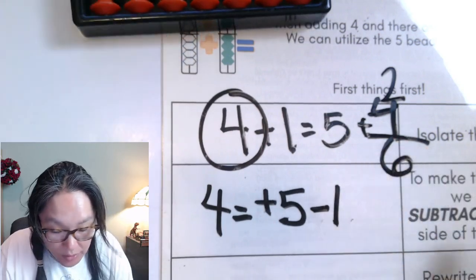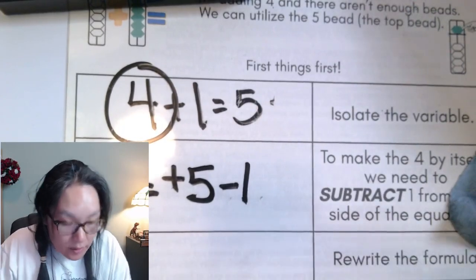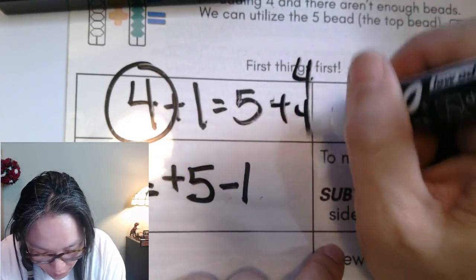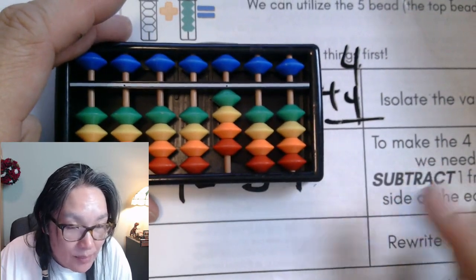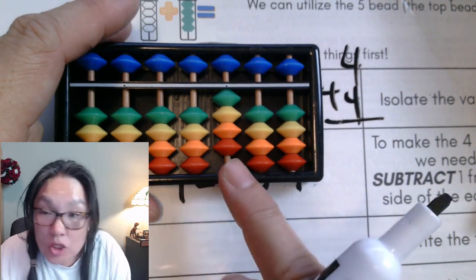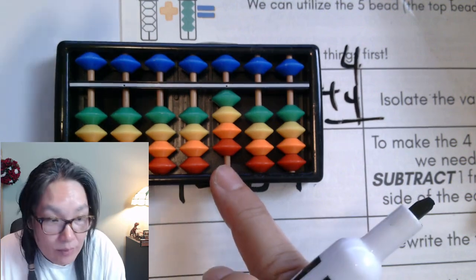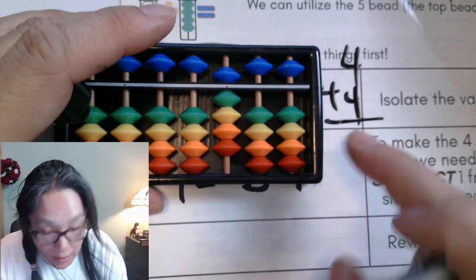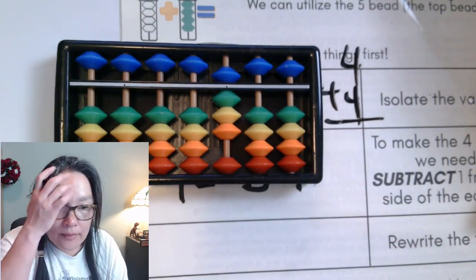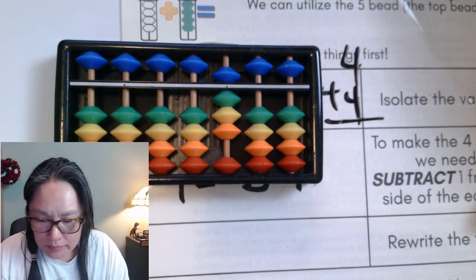So let's do 4 plus 4. We add the 4. The reason why I need to rename it is because I don't have any more beads. So I got to find the money somewhere. To find the money, it goes to the 5. I add the 5, but that's too much. I want 4. I need to take away the 1. Does that make sense?